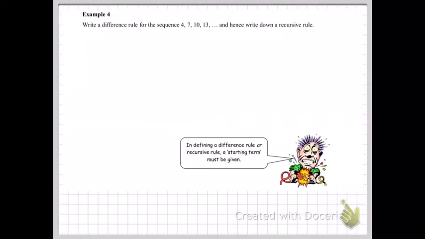Example 4. Write a difference rule for the sequence as shown, and hence write down a recursive rule. Alright, so I've just rewritten the sequence, and what we can do now to find a difference rule is simply look to see what we're doing to move from one term to the next. And the first difference is simply the constant 3. We're adding 3 to each term. So this is a very easy one to write.